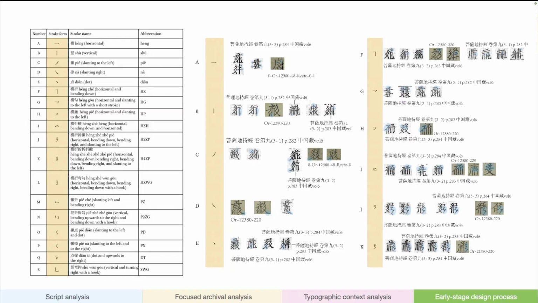All stroke types are identified in the script level analysis. According to that, characters that contain these strokes are selected, as these strokes appear a lot of times in the archival documents. So after seeing a lot of documents, you need to summarize a general consistent style in your head and then choose the most representative examples.